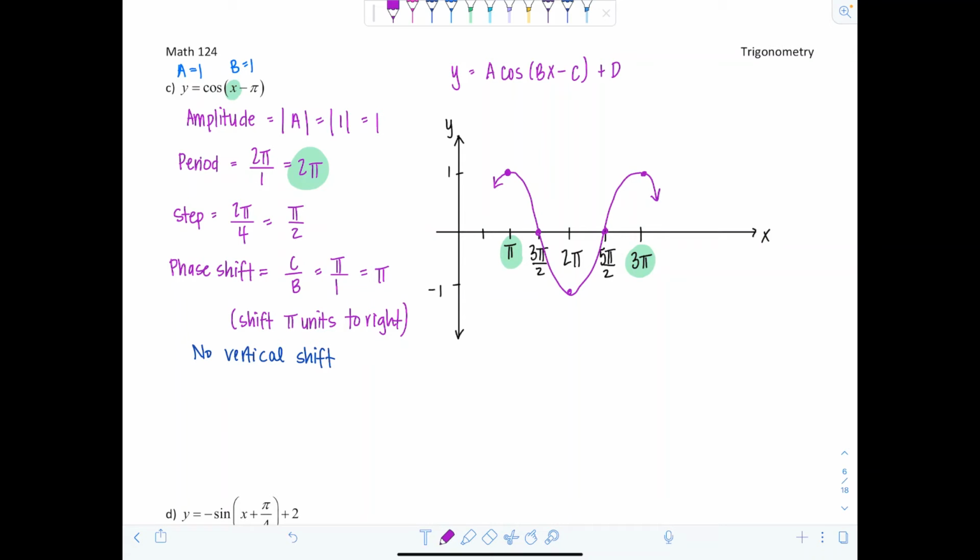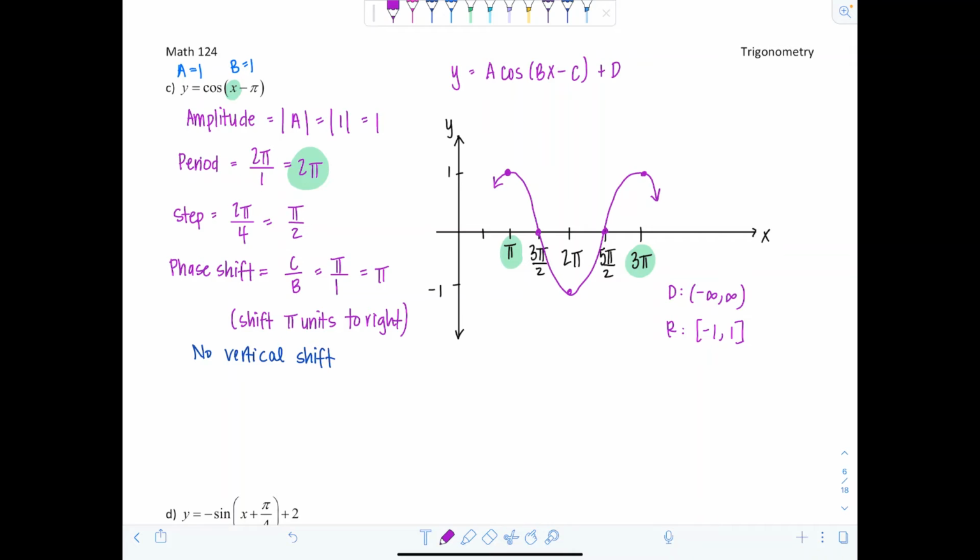Okay, beautiful. What about the domain? Yes, they're all going to be all real numbers for sine and cosine, don't worry. And the range, -1 and 1. Perfect. Okay, very good.